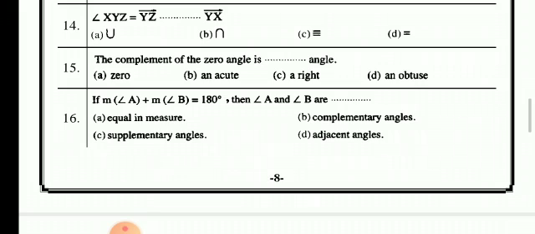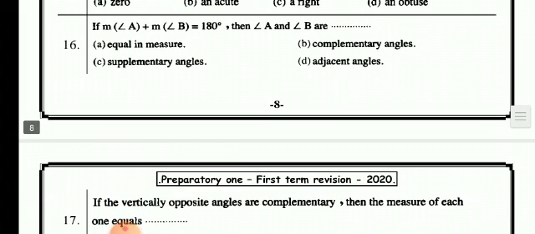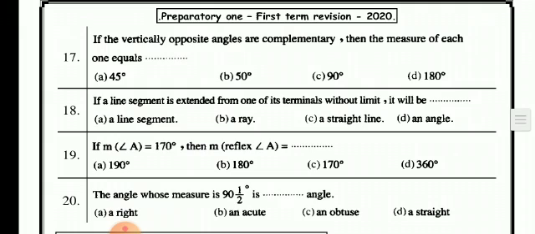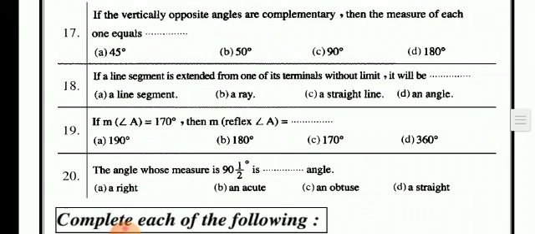To get an angle, we have to make two rays by using union. So YZ union YX equals angle XYZ. The complement of a zero angle, excellent, equals a right angle. If the measure of angle A plus the measure of angle B equals 180, then angle A and angle B are, good, supplementary. If the vertically opposite angles are complementary, then the measure of each equals, excellent, 90 divided by 2 equals 45.